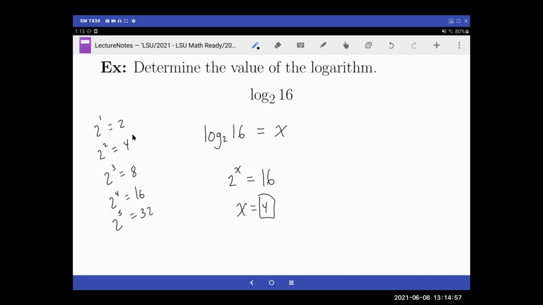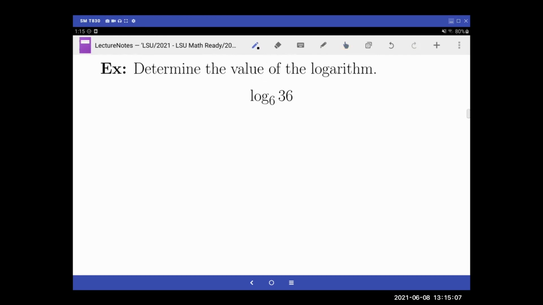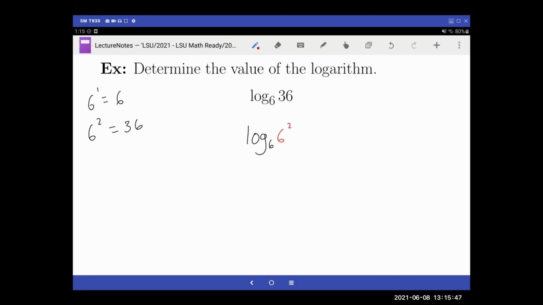Another way to think about this, and actually, let's go on to the next example. Just a different way to work this one out is to think about that 36. Again, it helps to know 6 to the first power is 6, 6 to the second power is 36. So I'm going to rewrite this. I'll put 36 in red here. So 6 squared represents the 36. They're the same thing.